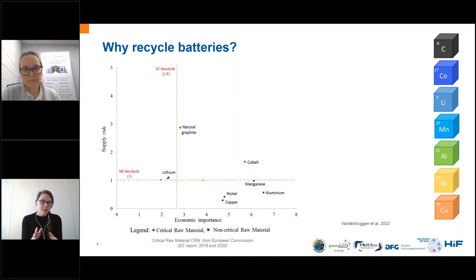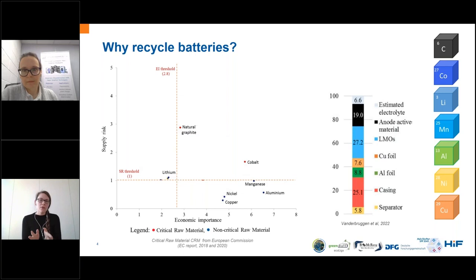So here on the left, you can see a diagram which shows the supply risk versus the economic importance, which basically came from the European Commission. And you can see especially the graphite and the cobalt are critical raw materials. But this report is by now a few years old, so even the other ones, all of them become more critical because the demand is increasing.